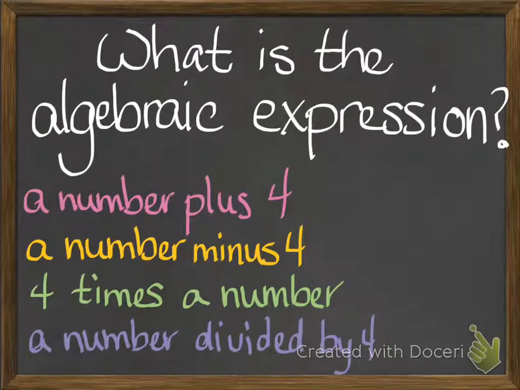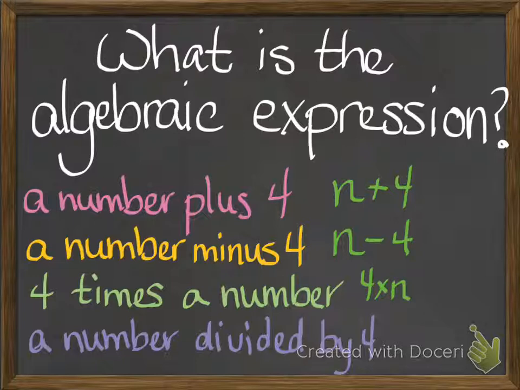Okay? So, what is the algebraic expression for these word phrases? So I have my first phrase here, a number plus 4. The algebraic expression for a number plus 4 would just be a variable. I'm just going to use n for these. Plus 4. N plus 4. Easy enough, right? A number minus 4. That would be n or any other variable minus 4. 4 times a number. I could write 4 times n.